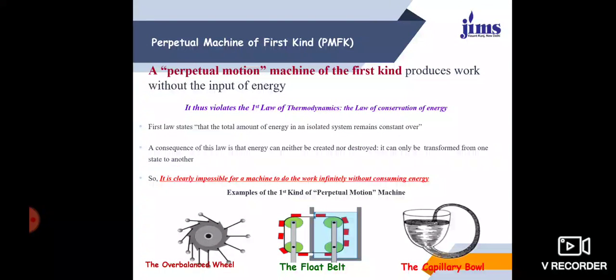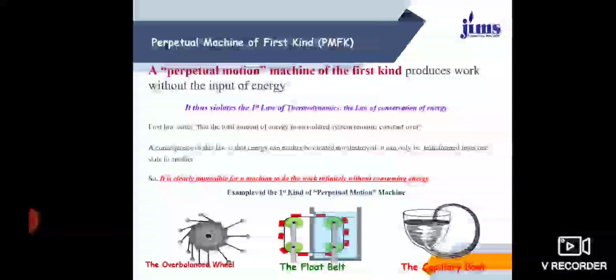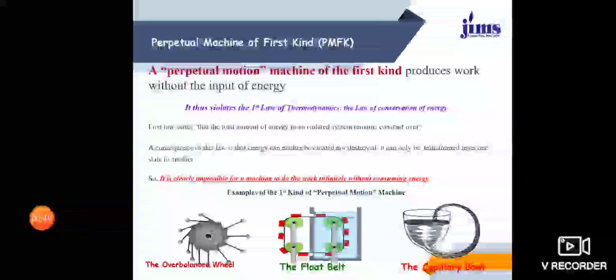Perpetual motion machine of the first kind produces work without input of energy. So without giving any external energy, it produces work, but it violates the first law of thermodynamics, which is the law of conservation of energy. The law of conservation of energy states that energy can neither be created nor destroyed, but can only be transferred from one form to another. But this PMM of the first kind says that it produces work without the input of energy. If we don't give any input, then how can we produce work? So it violates the first law of thermodynamics.